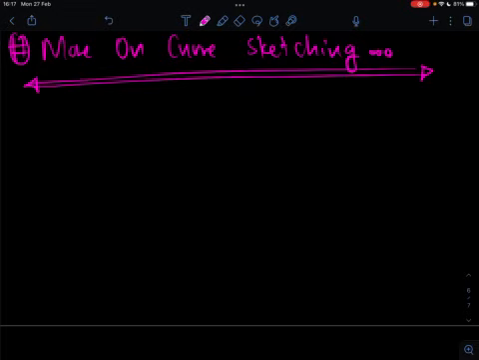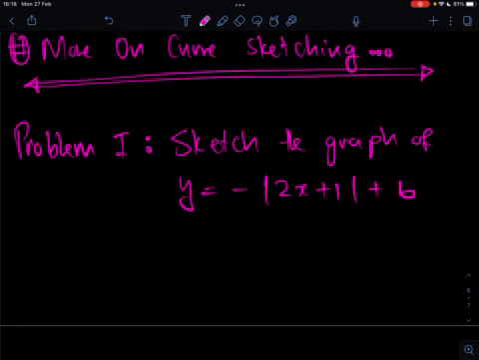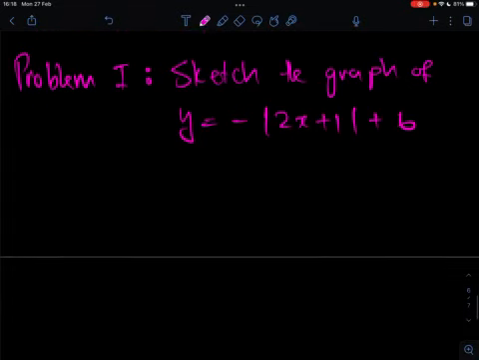Let's look at more on curve sketching. To look more on curve sketching, at times you can be asked to sketch things that are quite complex. You can be given a problem as follows. Sketch the graph of y equals negative |2x + 1| + 6. Sometimes you can be asked to sketch some complicated plots like the one that I've just written here.